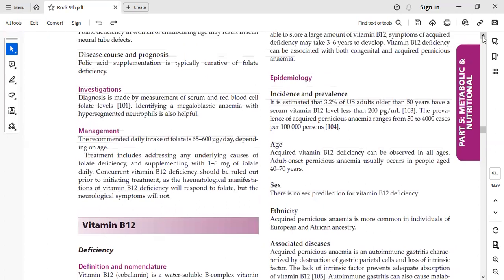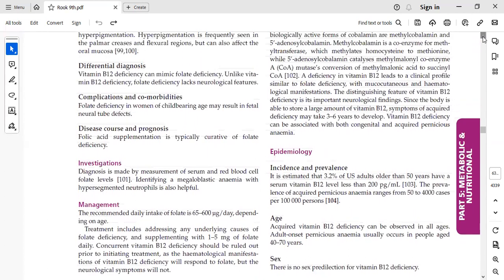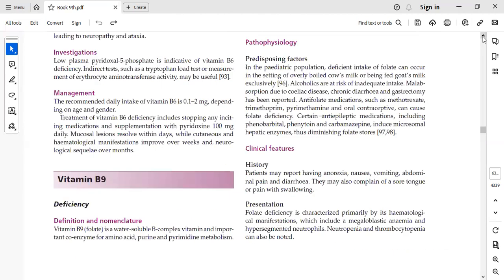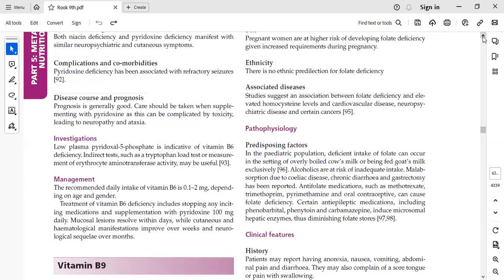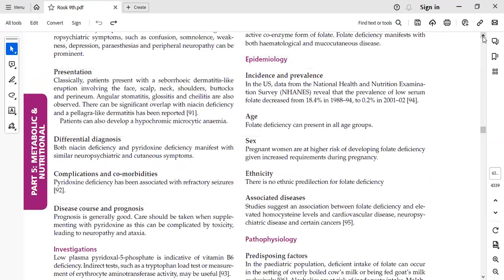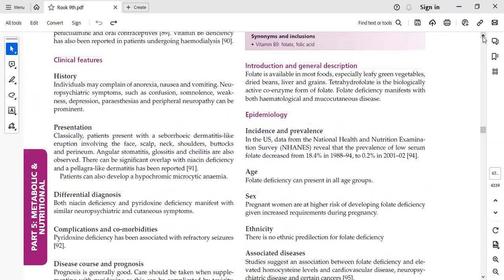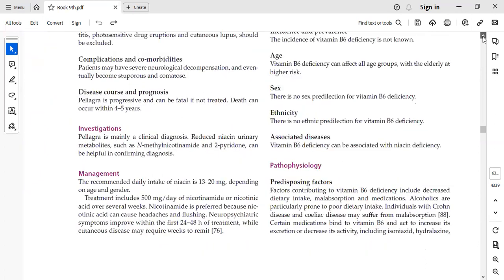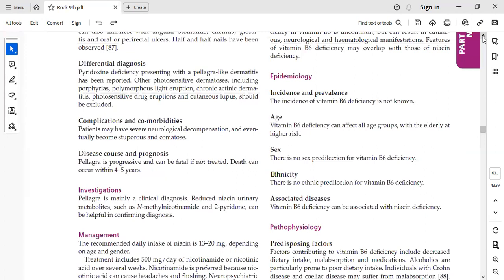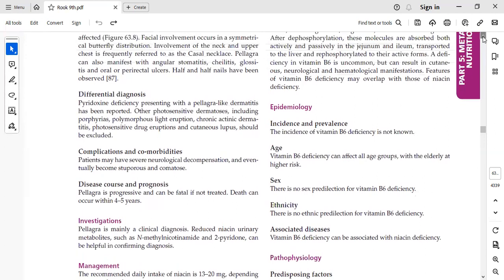Another acute presentation in case of thiamine deficiency is Wernicke encephalopathy, where a patient presents with an acute confusional state, and there's a classic triad of ophthalmoplegia, ataxia, and confusion. These three are the findings that you see in Wernicke encephalopathy.